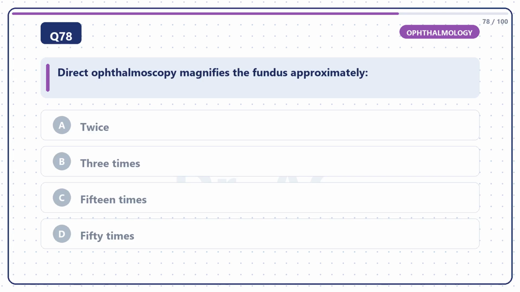Question 78. Direct ophthalmoscopy magnifies the fundus approximately: Option A. Twice. Option B. 3 times. Option C. 15 times. Option D. 50 times.